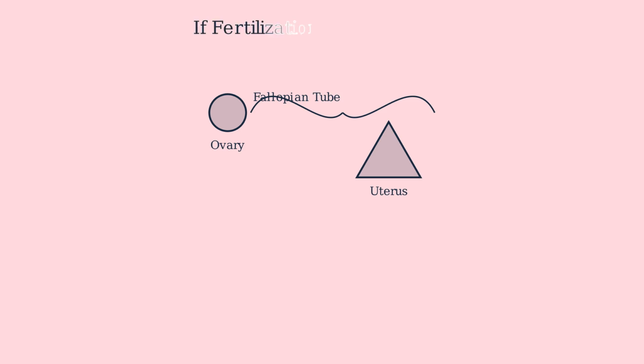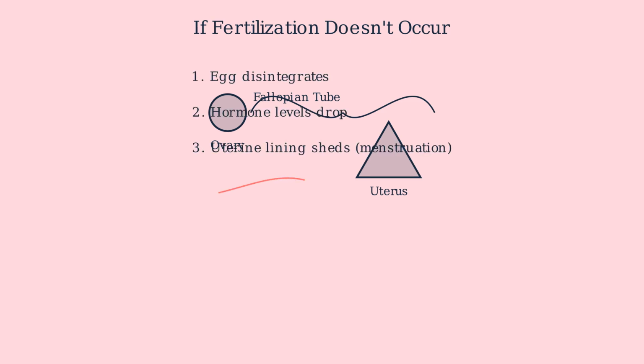If fertilization doesn't occur during the egg's 24-hour viable period, a series of events unfolds. First, the unfertilized egg disintegrates. Then, hormone levels, particularly progesterone, begin to drop. Finally, the uterine lining that was prepared for implantation is shed during menstruation.